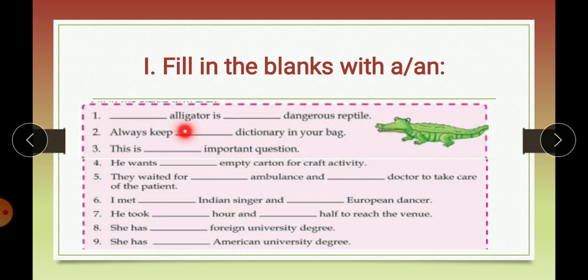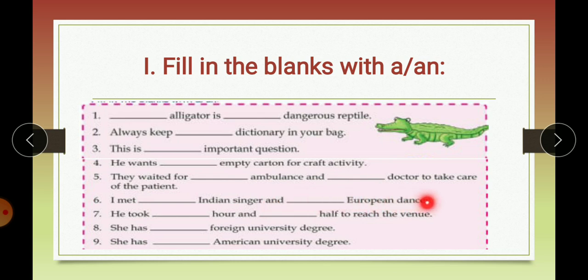Always keep a dictionary in your bag. This is an important question. He wants an empty carton for craft activity. They waited for an ambulance and a doctor to take care of the patient. I met an Indian singer and a European dancer.